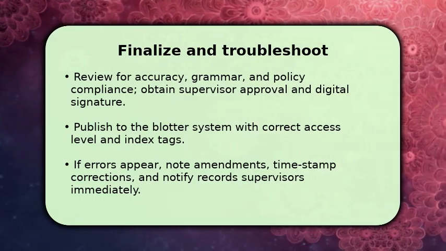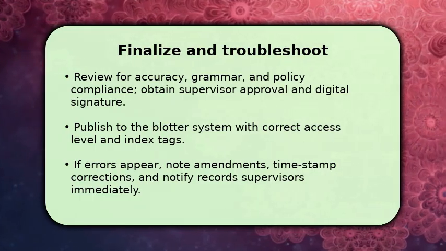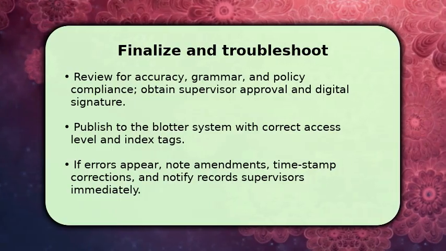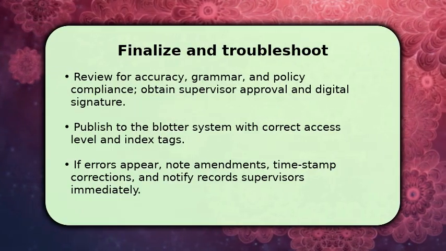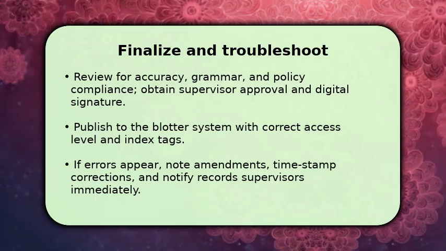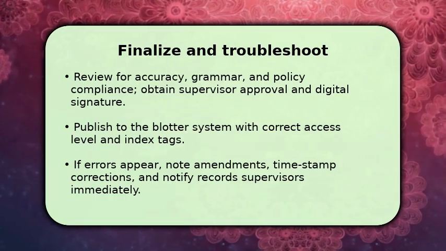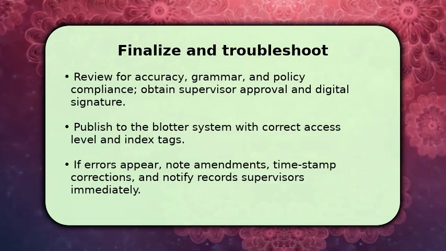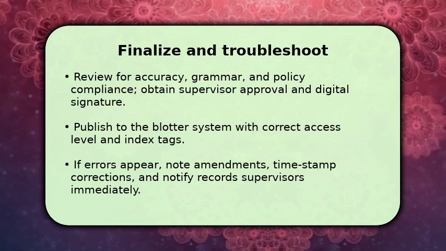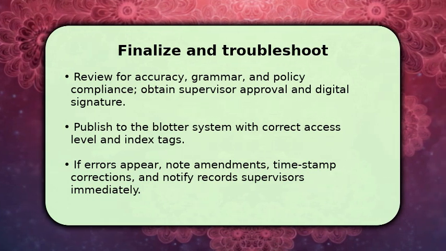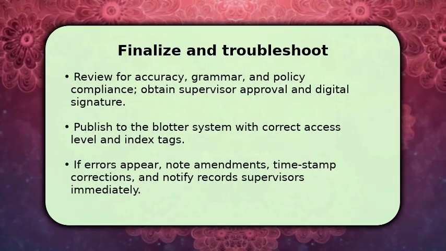If you discover an error after publication, do not overwrite silently. Instead, create an amendment entry, timestamp the correction, explain the change, and notify record supervisors. This preserves integrity and prevents confusion, because transparency in corrections maintains trust and legal defensibility.